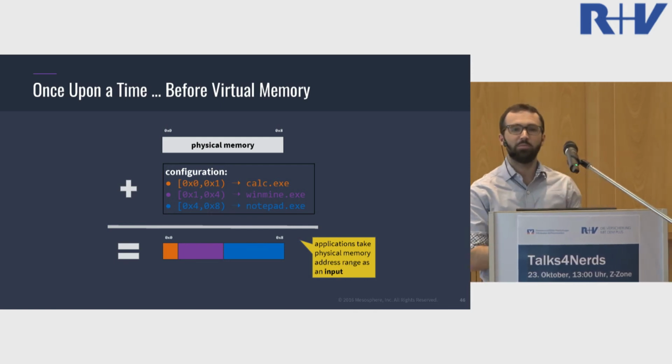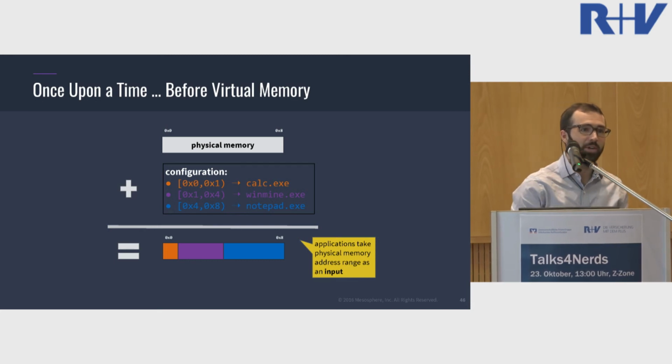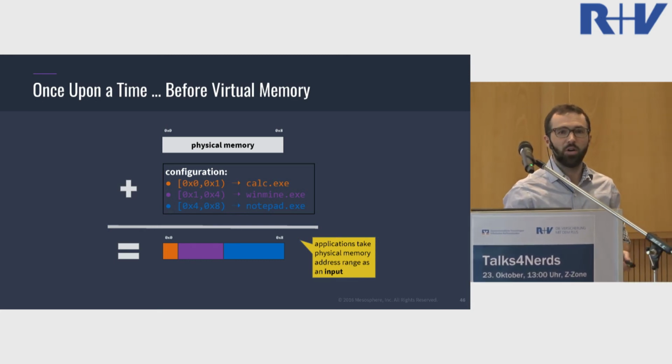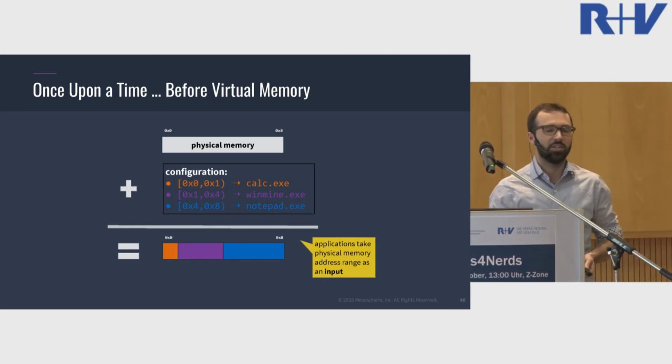In fact, you didn't just tell it how much memory, you actually told it which range of memory, because it was actually using that physical memory. And the applications got it wrong all the time. They would write on other people's memory, or they'd write past their memory, and stuff crashed all the time.